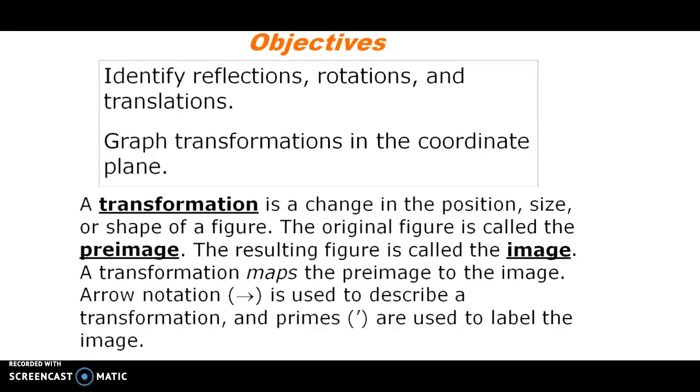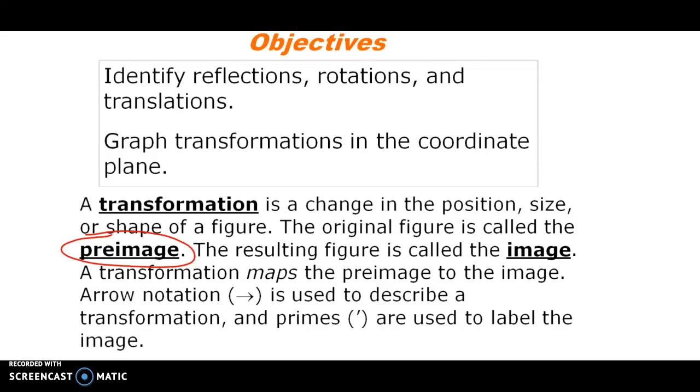We're going to learn about two types of transformations, okay? A transformation is a change in the position, size, or shape of a figure, okay? The original figure, this is important, is called the pre-image. That makes sense, because pre usually comes first, right?